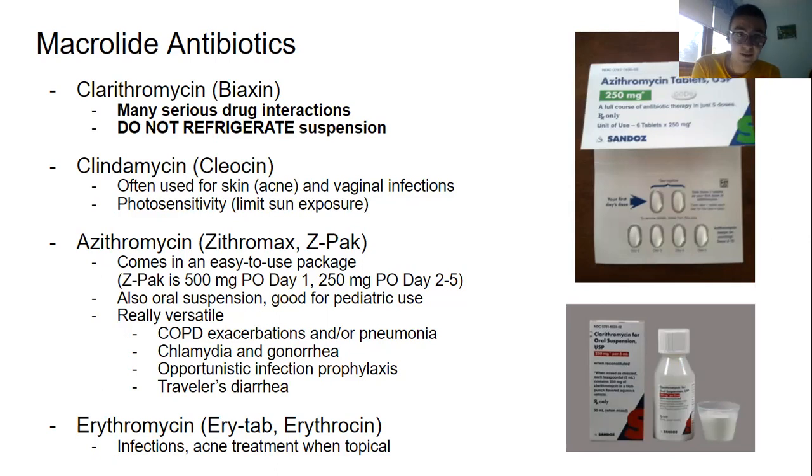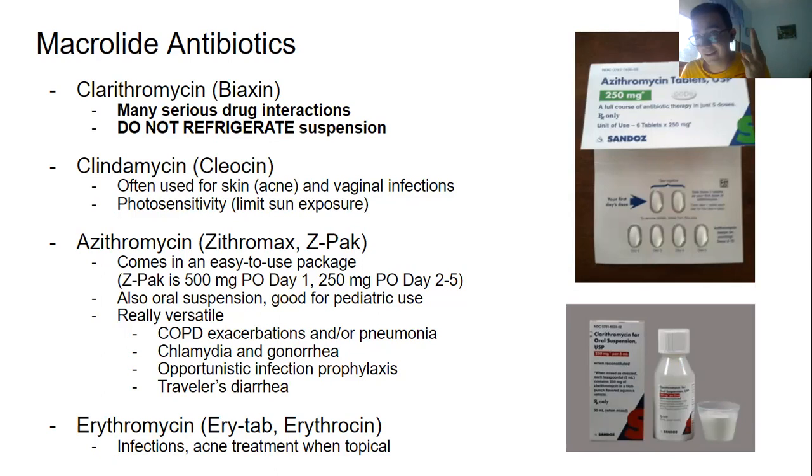Now, azithromycin is another macrolide known as Zithromax or Z-Pak. You can see the Z-Pak right there. Full course of antibiotic therapy in just 5 doses. It comes in a very easy to use package, which has directions for the patient. And it's always 500 milligrams by mouth on day 1.